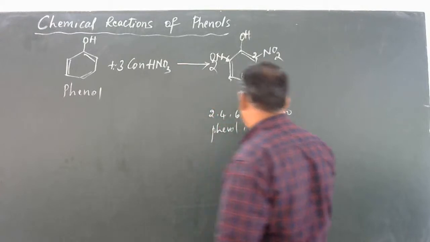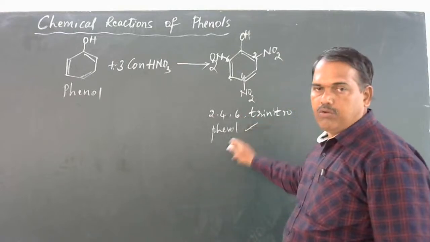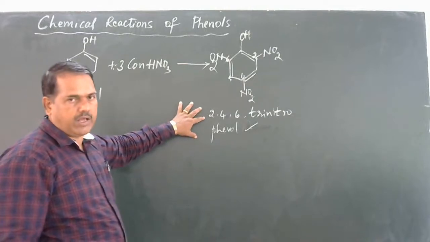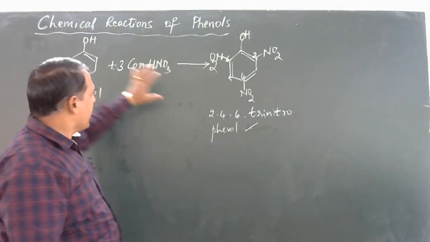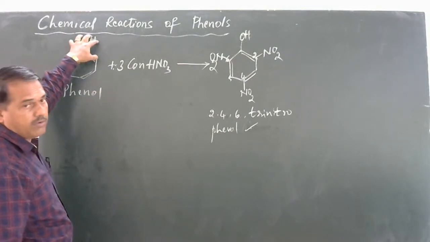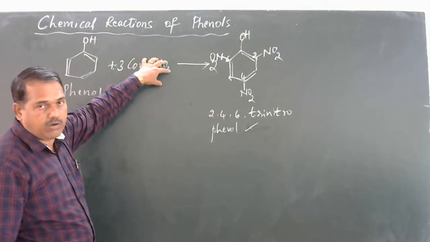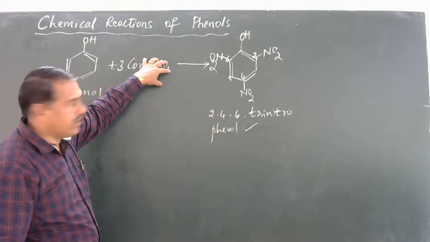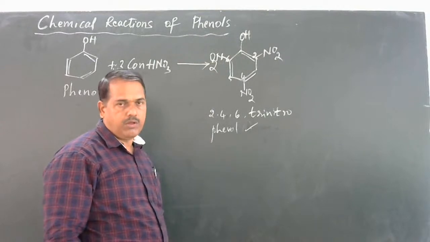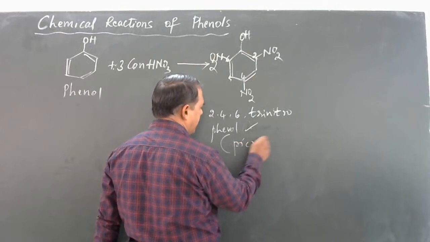What is the name of this compound? 2,4,6-trinitrophenol, which is also called picric acid. Are you clear? It can also be obtained this way: phenol, where an OH group is attached to the benzene ring. When this phenol is treated with concentrated nitric acid, we will get 2,4,6-trinitrophenol. 2,4,6-trinitrophenol is also called what? It is also called picric acid.